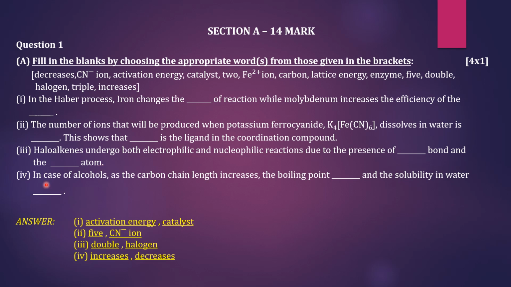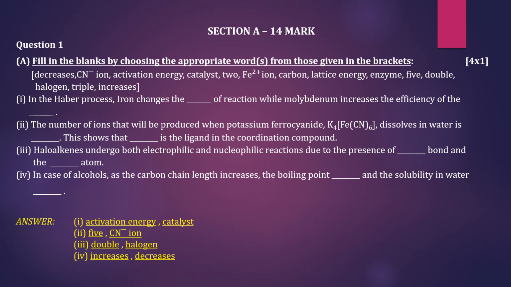Come to question number 4. In case of alcohols, as the carbon chain length increases, the boiling point increases. That is so common because as the chain length is increasing, the molecular weight is increasing, so each and every molecule is becoming heavier, so it will be difficult to vaporize them, so obviously boiling point will increase. And the solubility in water, so if the chain length is increasing, that means the hydrophobic hydrocarbon part is becoming bigger, it is becoming more hydrophobic, so obviously solubility in water will decrease. So the first blank will be increases, second one will be decreases.